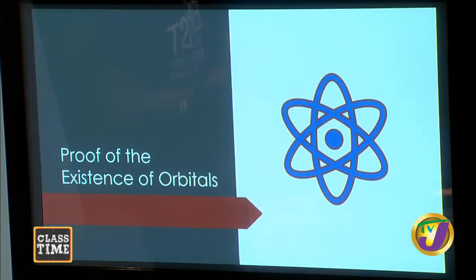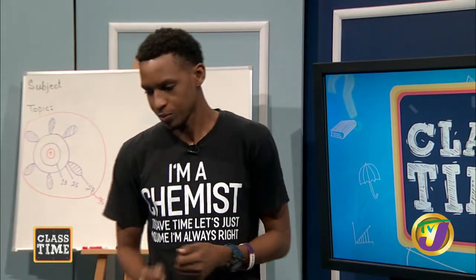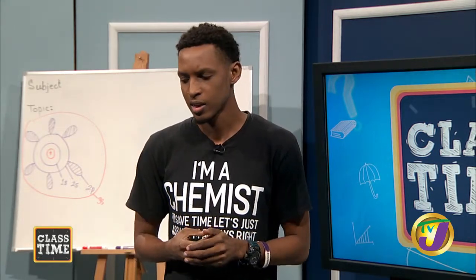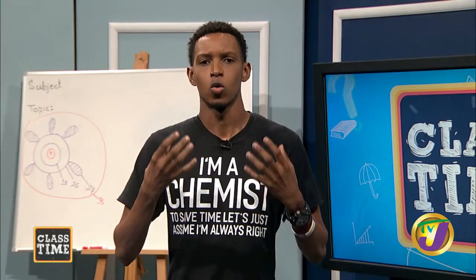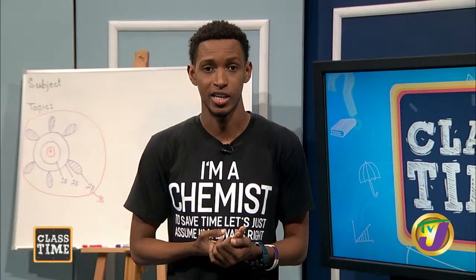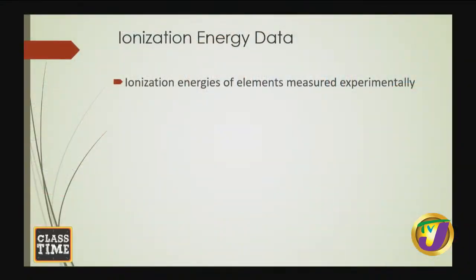Now, let's take a look at how we know that orbitals exist. So, experiments were done on some of these elements, and the experiment that was done involves ionization energy experiments. Now, what is ionization energy? Ionization energy is essentially the energy required for an electron to be emitted from an atom, the energy required for an atom to lose an electron, right?